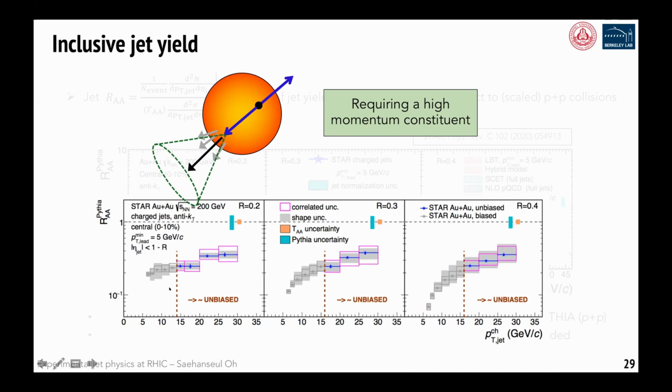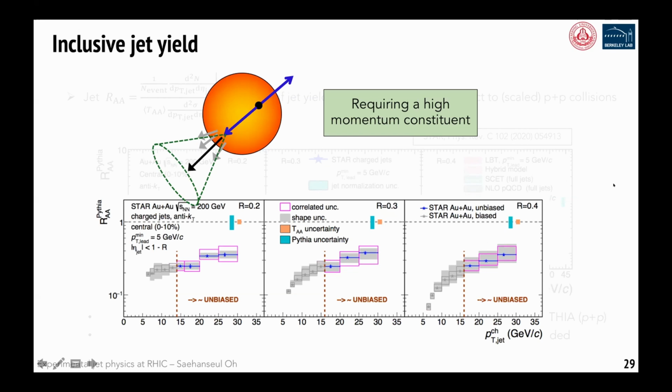So we set the unbiased region. If the jet pT is less than, in this case, 14 GeV, the jets are more or less strongly biased. But after a certain lower cut, this jet population is not really biased because of this requirement. So we estimate where the bias starts or stops, and we just report where we have this unbiased region.